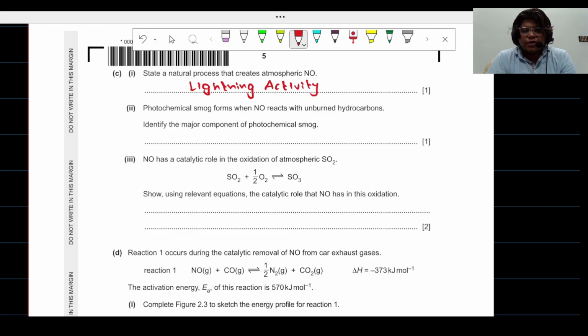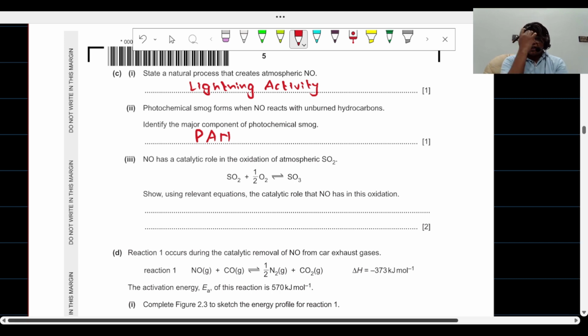Then it says photochemical smoke forms when NO reacts with unburned hydrocarbons. Identify the major component of photochemical smoke, right? So the major component of photochemical smoke is PAN, which is peroxyacetyl nitrate. Then we have NO as a catalyst.